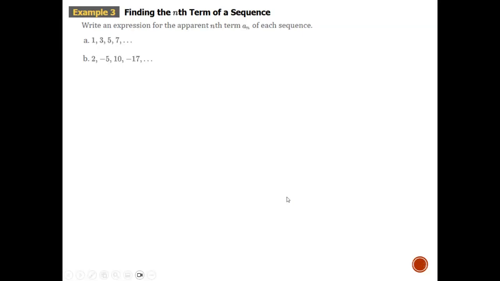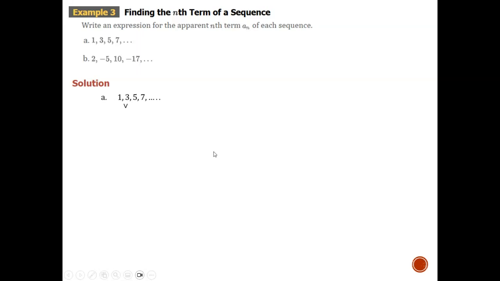Okay, so on this new example, we have to write an expression for the apparent nth term of the sequence. So now we're working backwards from the previous examples. Now we actually have a sequence, and we have to find the equation, or here the expression, for these sequences, okay? So let's look at the first one. 1, 3, 5, 7, and so forth.